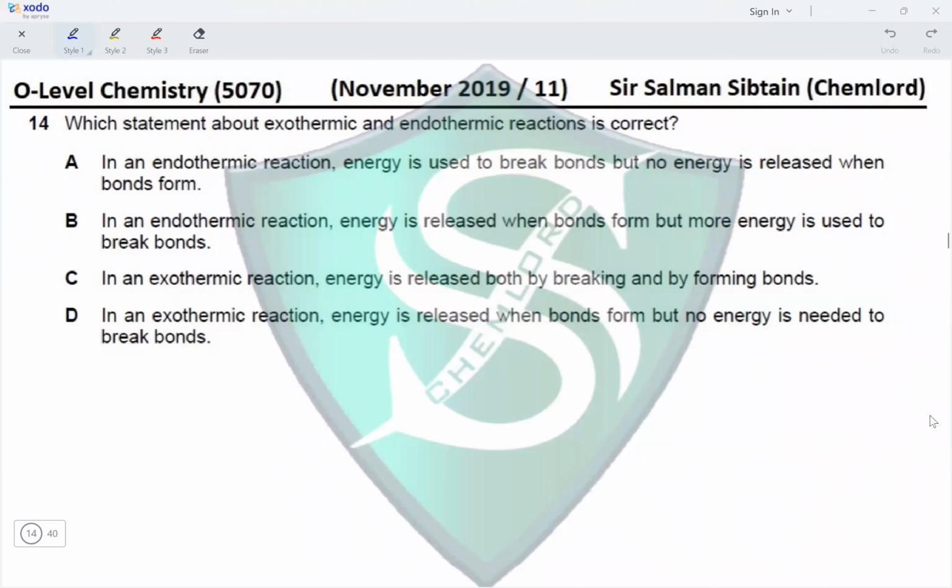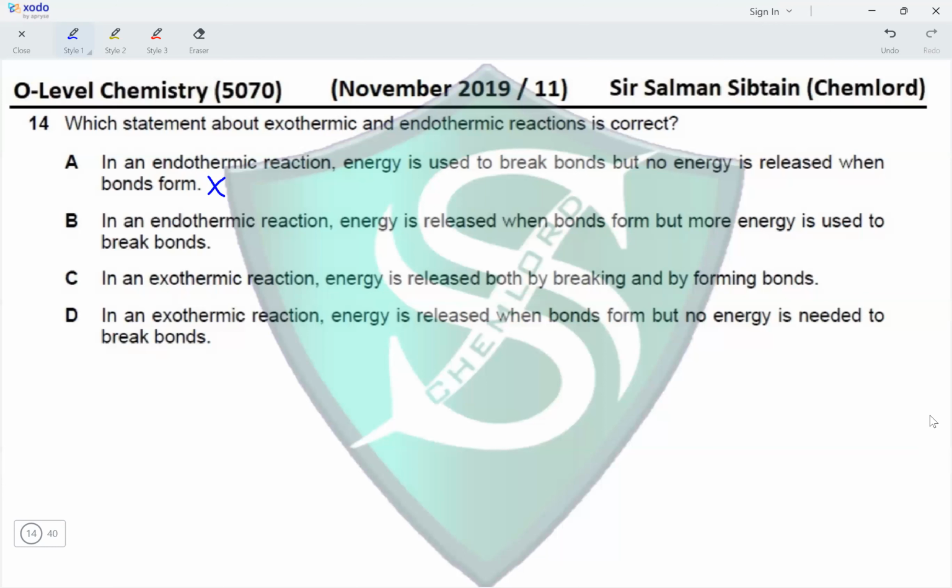Question 14. Which statement about exothermic and endothermic reactions is correct? In an endothermic reaction, energy is used to break bonds, but no energy is released when bonds are formed. No. In all reactions, energy is taken in to break the bonds and energy is released to form bonds. But the difference in the energies is what makes the reaction endothermic or exothermic. If more energy is given off than taken in, then the reaction is exothermic. If more energy is taken in than given off, then the reaction is endothermic.